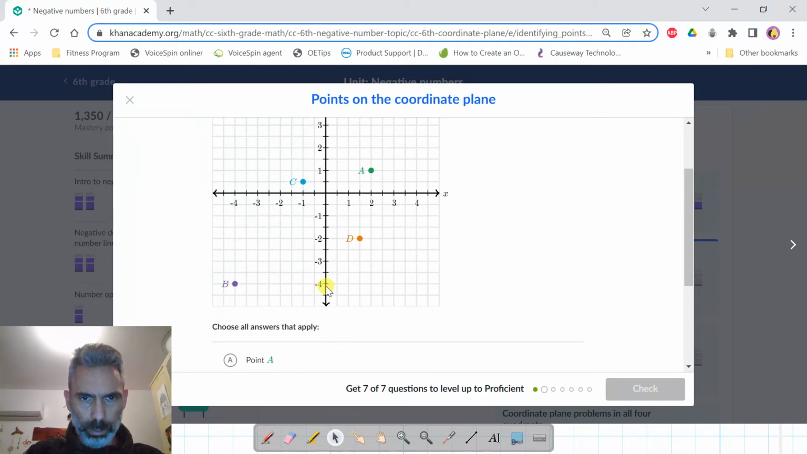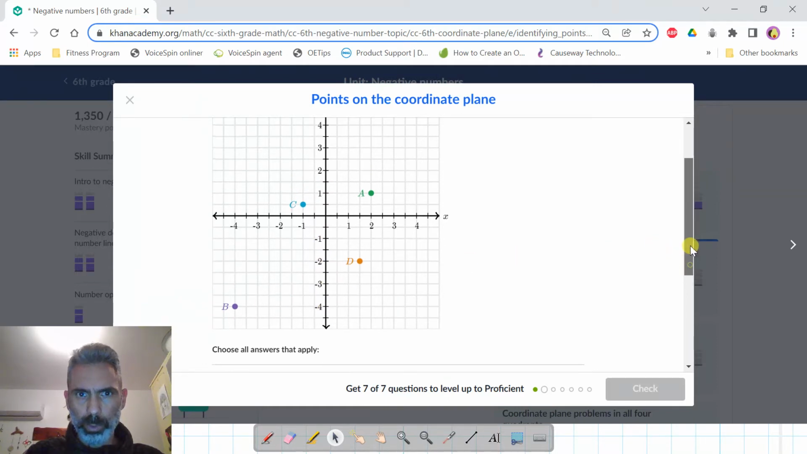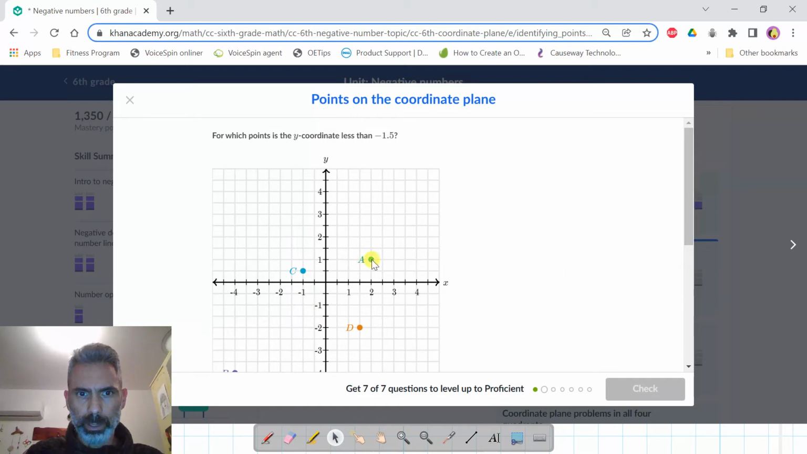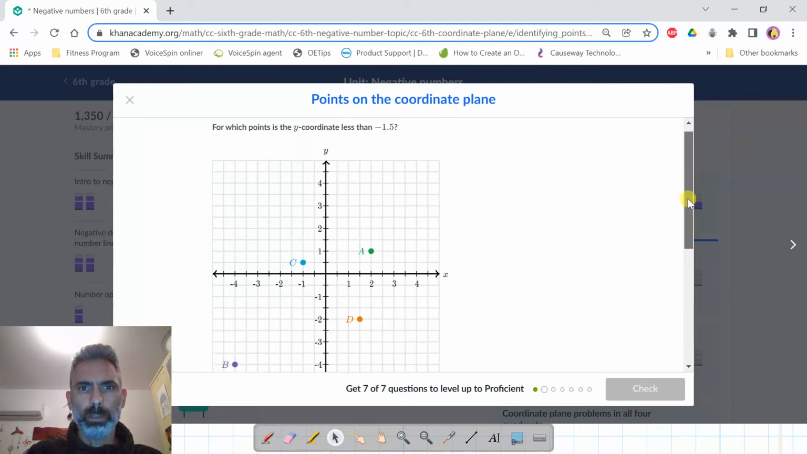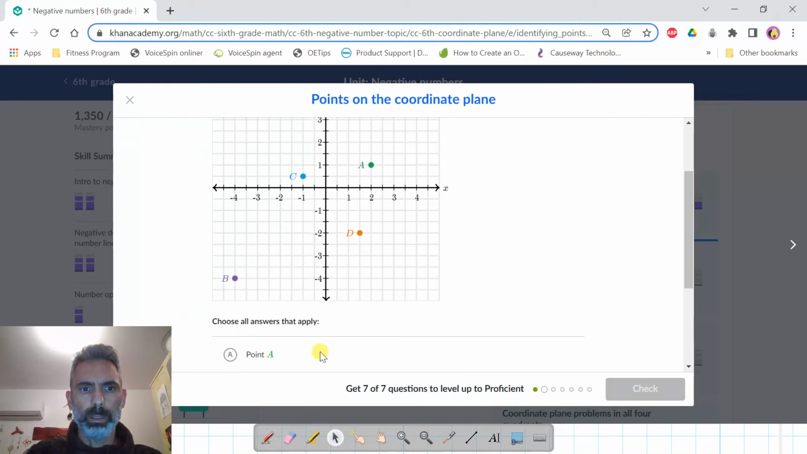is on -4 on the y-axis. So B and D are less than -1.5, and C and A are positive on the y-axis. C is on half on the y-axis and A is on 1 on the y-axis. So the answer is B and D.